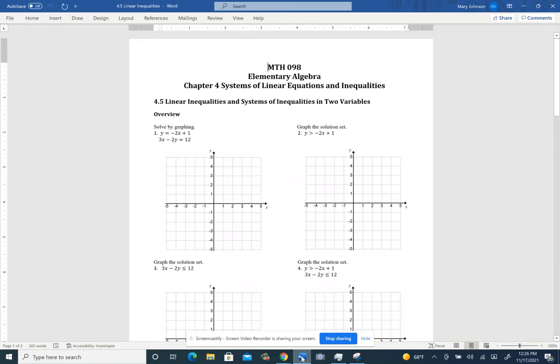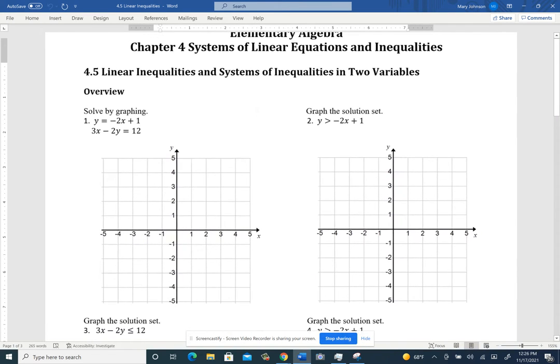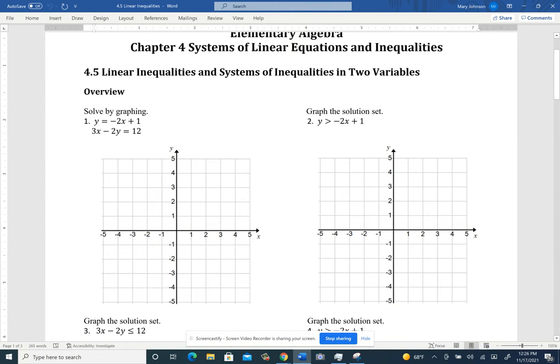All right, now this video covers section 4.5. In section 4.5, we're looking at trying to think about what an inequality in two variables would look like.